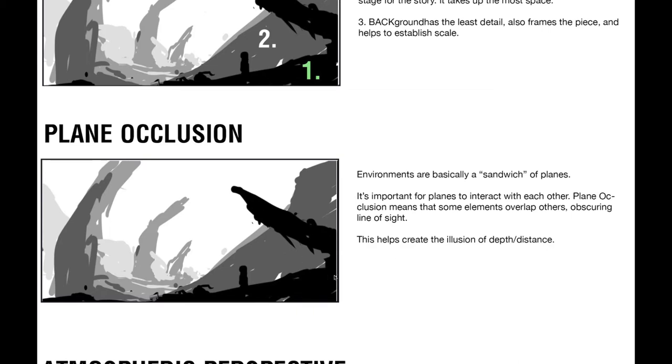Well, because an environment is basically a sandwich of planes stacked on top of each other, kind of like a pizza, if you want your environment to look really cool and have a good sense of depth, you need to have those planes interact with each other in some way. And occlusion means that portions of those planes get in the way of seeing other ones. So here in the foreground, we've got this element that passes over this middle ground element here. All right, covers it up. Over here, we have this middle ground element that covers up some of the background.